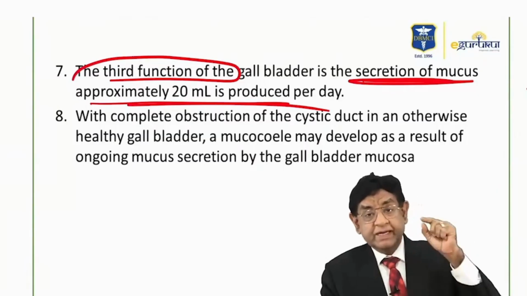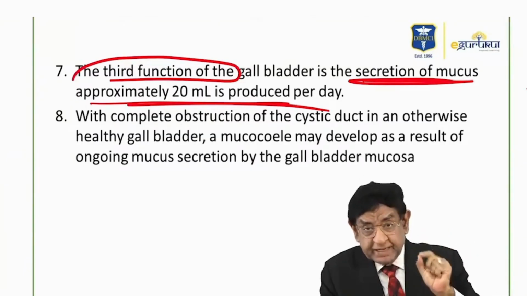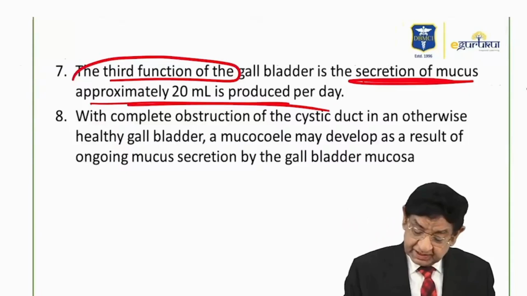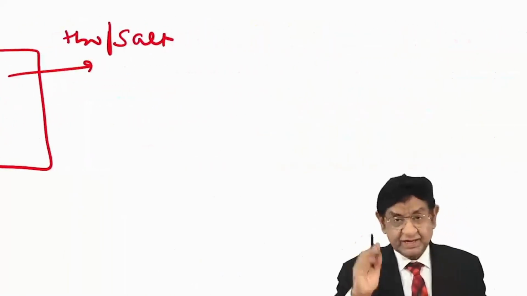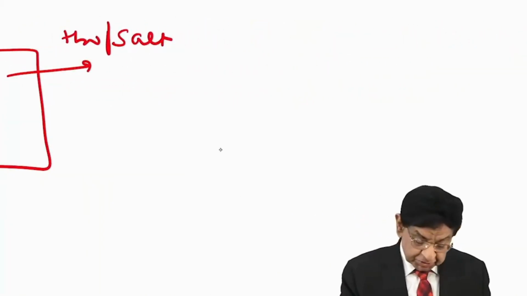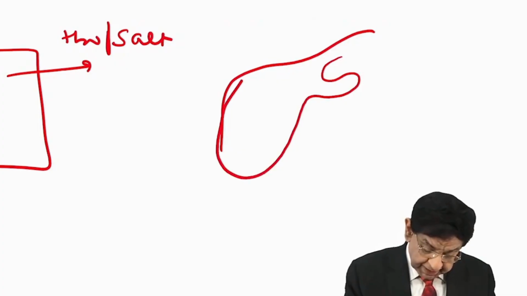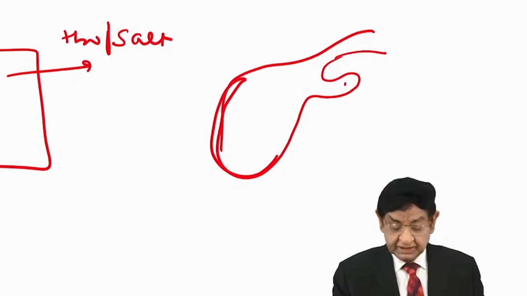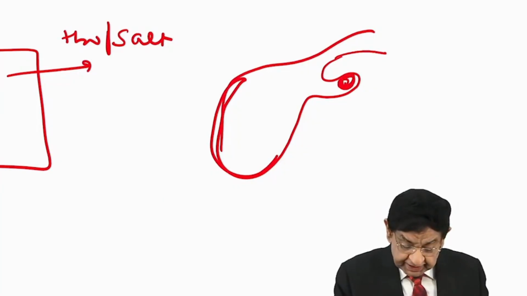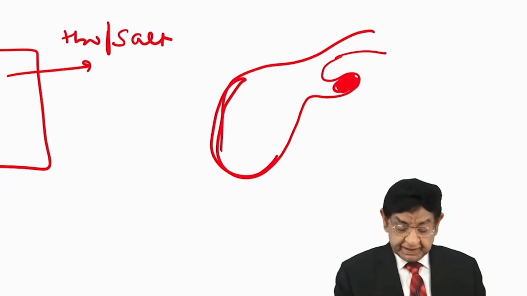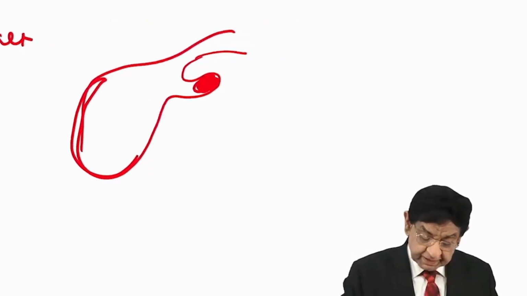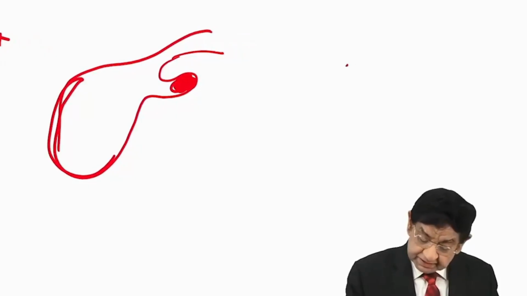So now come the applied aspects. What is the applied anatomy of this? Again, we read about Hartmann pouch. This was the gallbladder, Hartmann pouch, cystic duct. A stone is very easily formed here. As the stone is formed, it is going to compress the cystic duct.